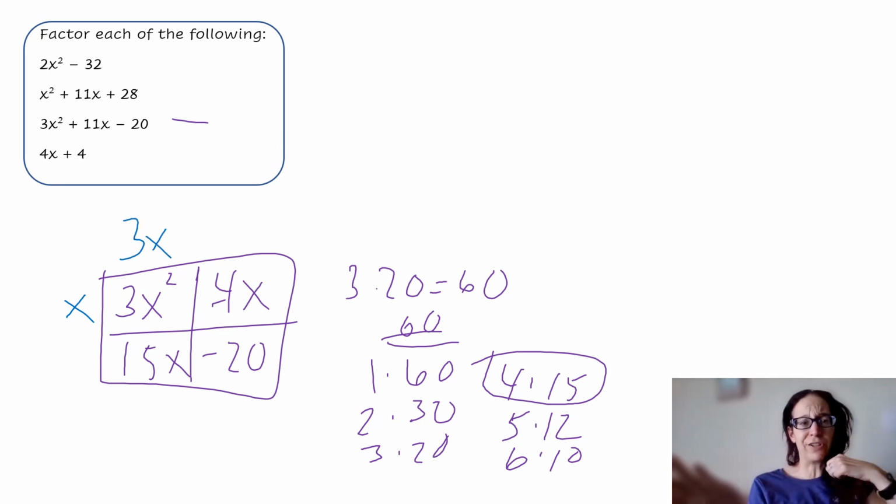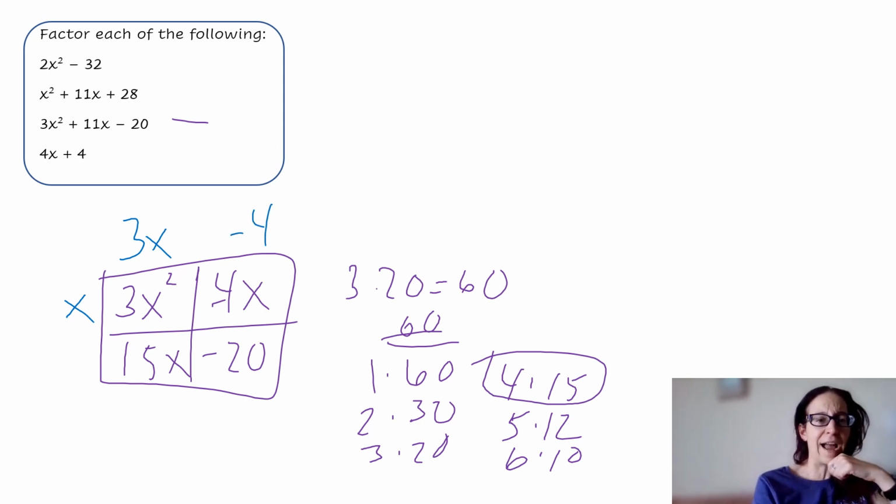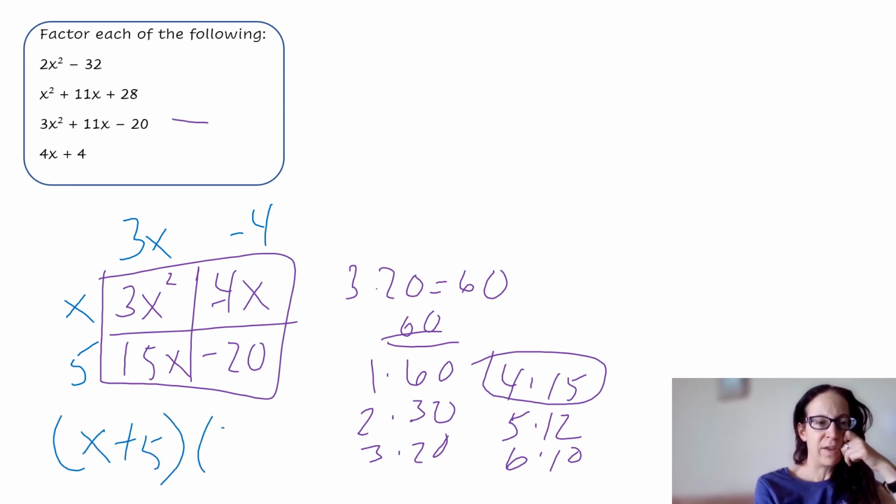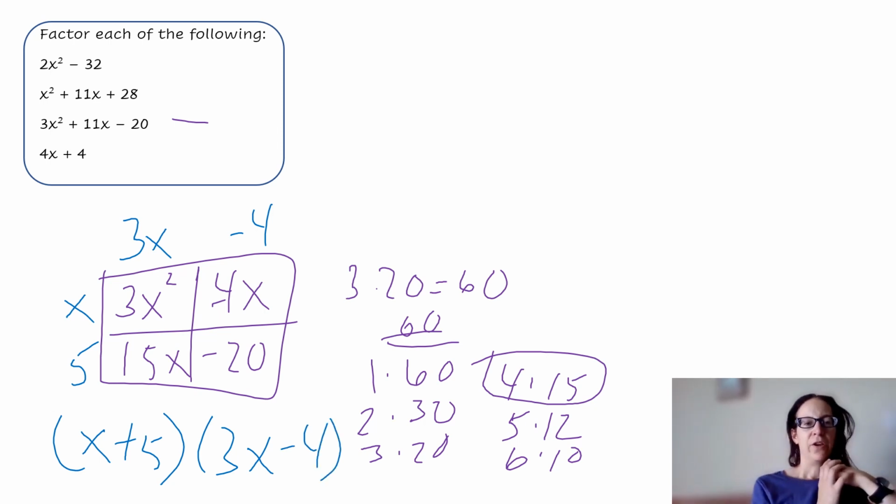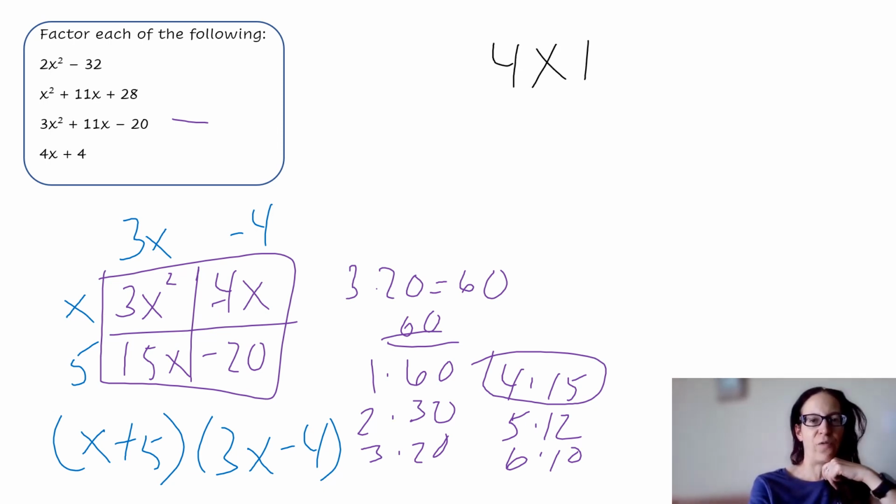And from here, usually students don't have a problem with it. So x times negative 4 will give you the negative 4x. 3x times 5 would give you the 15x. And then you can check your factoring by checking that lower right. 5 times negative 4 would give you the negative 20. So the factors are x plus 5 and 3x minus 4. Ta-da.